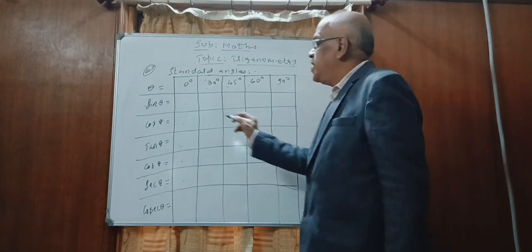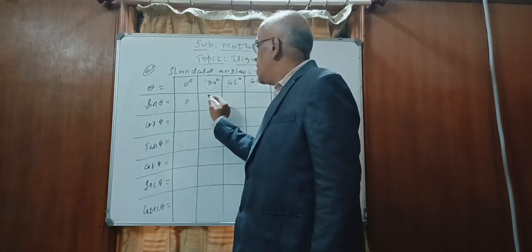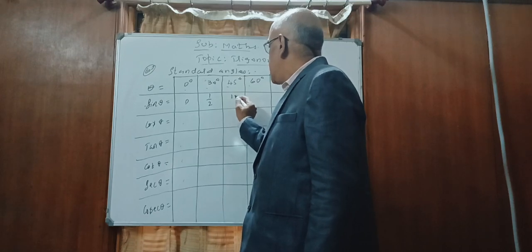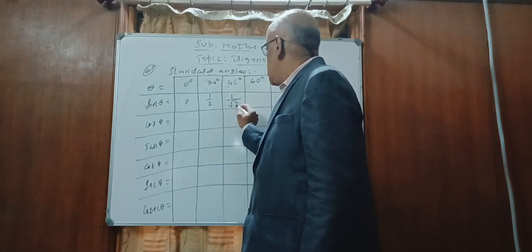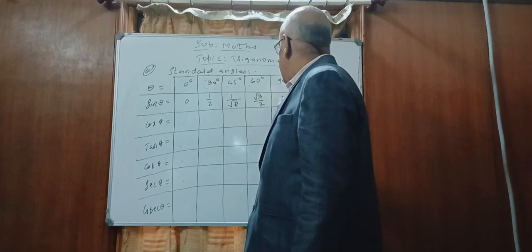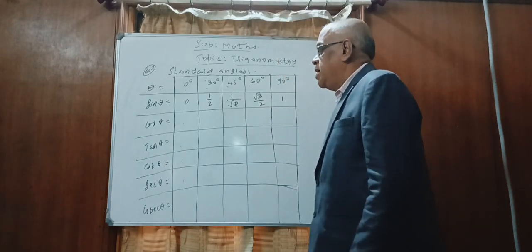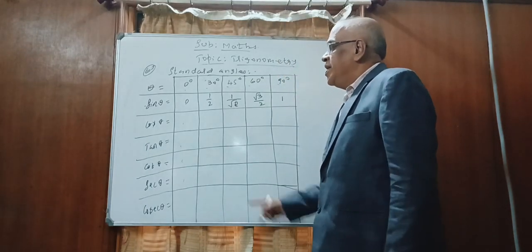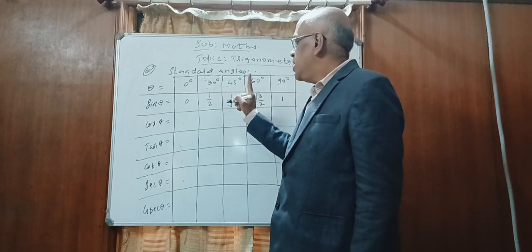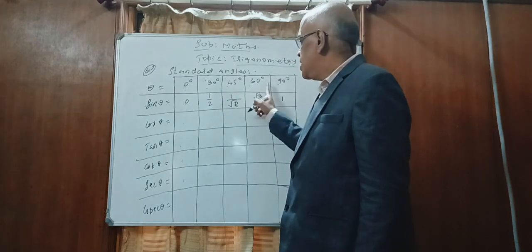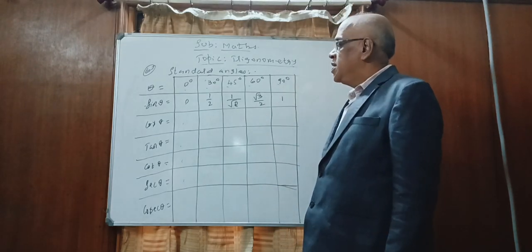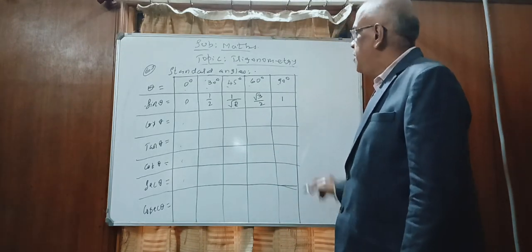What is the value of sin 0? 0. What is the value of sin 30? 1 by 2. Sin 45? 1 by root 2. Sin 60? Root 3 by 2. Sin 90? 1. You remember sin now? Sin 0? 0. Sin 30? 1 by 2. Sin 45? 1 by root 2. Sin 60? Root 3 by 2. Sin 90? 1. Now, what will happen?